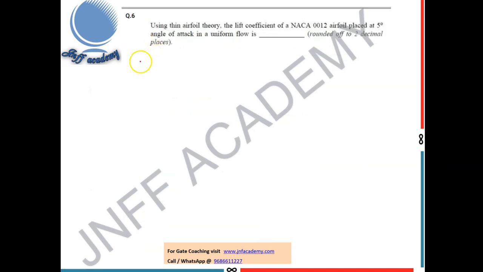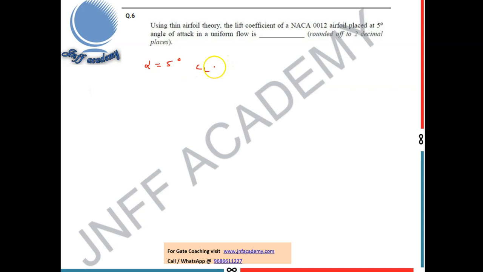Next, this is a very straightforward question. You can get the answer just within seconds. So they asked that it's a thin aerofoil and it's a NACA 0012 aerofoil, and they have given the angle of attack. It's placed at an angle of attack of 5 degree. And what they have asked is what is the CL using the thin aerofoil theory.